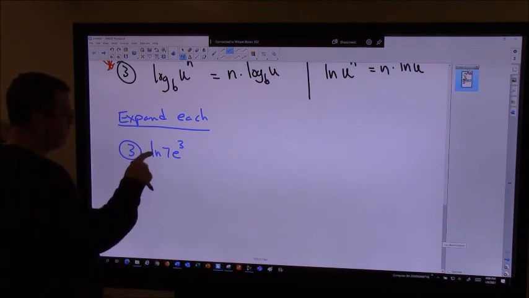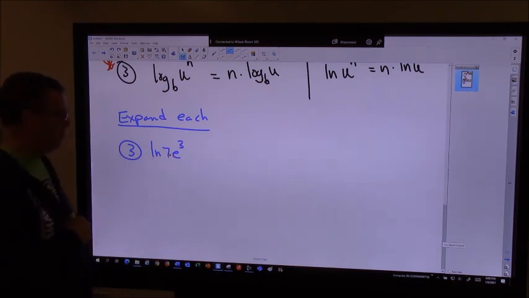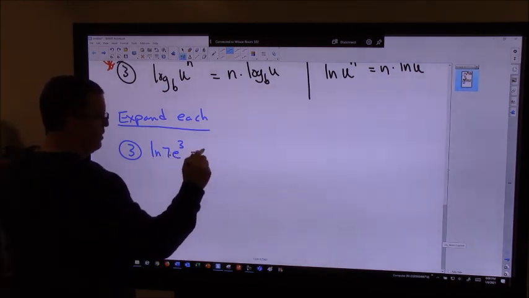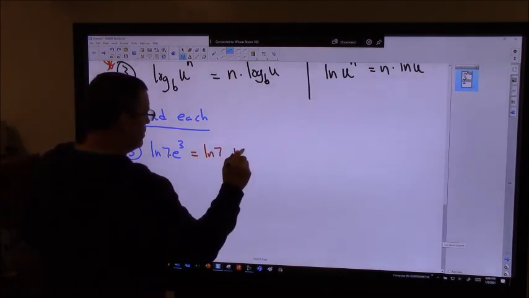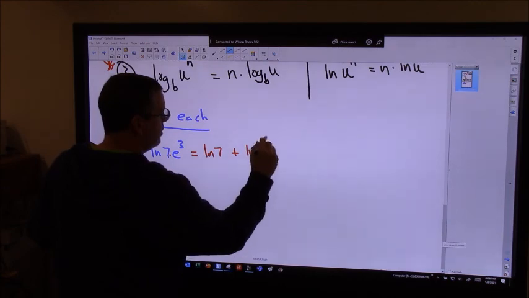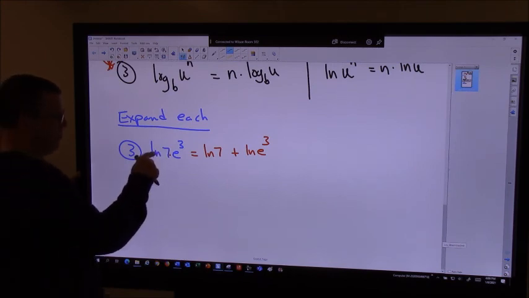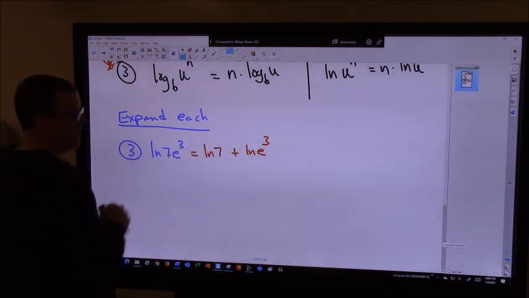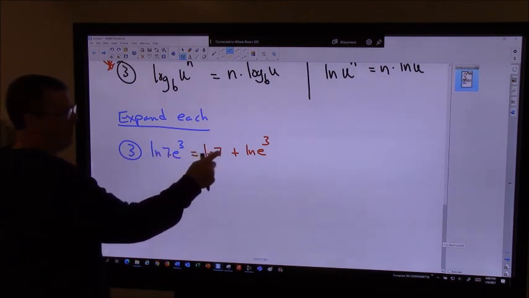It says natural log of 7 times e to the third. So right there, those are the two things that are being multiplied. So what I'm going to do is I'm going to say this is a natural log of 7 plus a natural log of e to the third. And so that's using our first rule, right? If you're multiplying with logs or with exponents, you have to add those exponents. Okay? If you're multiplying with exponents, you have to add them.